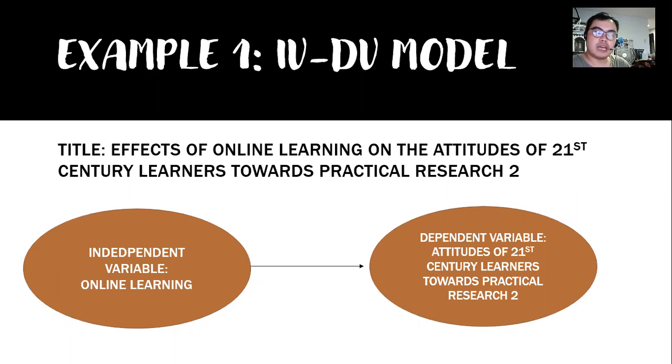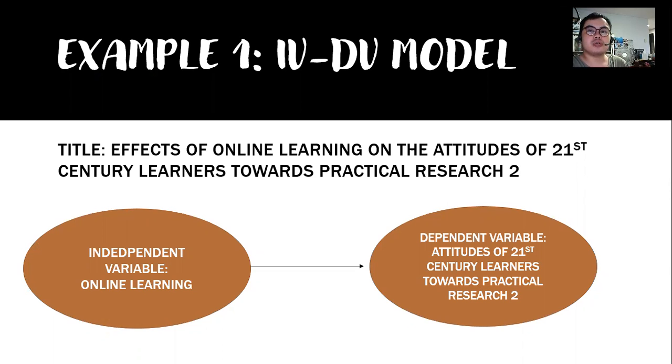Okay, so when we say IV, it is the independent variable. When we say DV, it is the dependent variable. So our title is The Effects of Online Learning on the Attitudes of 21st Century Learners Towards Practical Research 2. So what is the independent variable? It is the online learning, while the dependent variable is the attitudes of 21st century learners towards Practical Research 2. So the cause is the online learning, while the dependent variable is the changed attitudes.